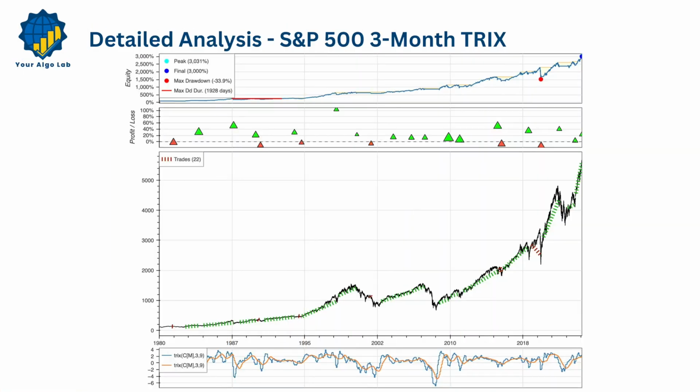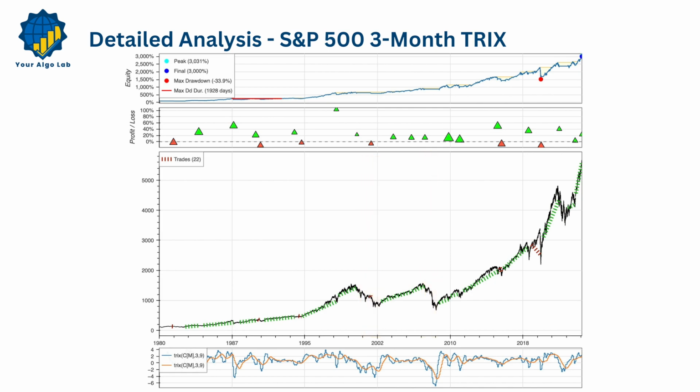Let's examine some of the top performing strategies in terms of risk-adjusted return, beginning with the 3-month TRIX on the S&P 500 index. This strategy effectively captured significant uptrends. While it did generate some false signals, these were fewer compared to other strategies. Notably, the strategy did well at avoiding large drawdowns, particularly during major events like the dot-com bubble and the 2008 financial crisis.